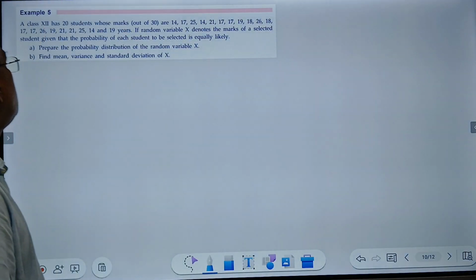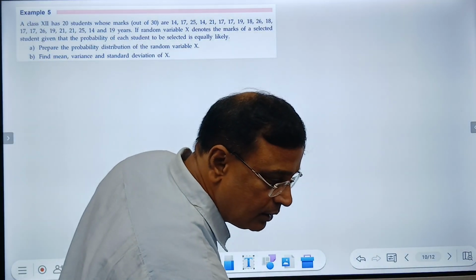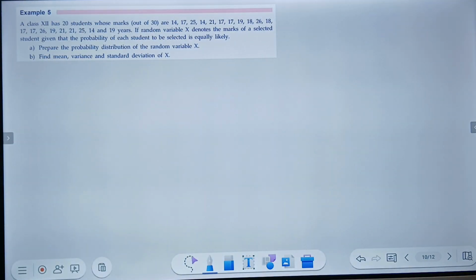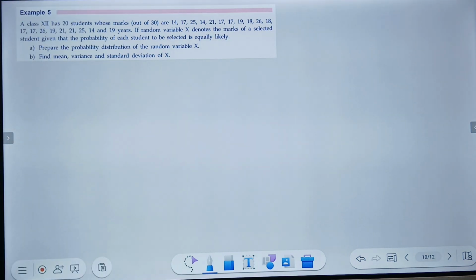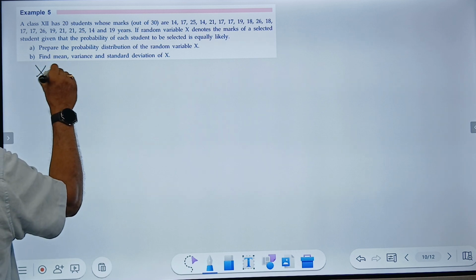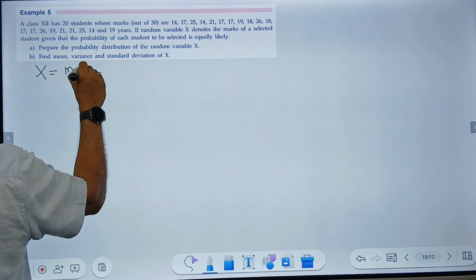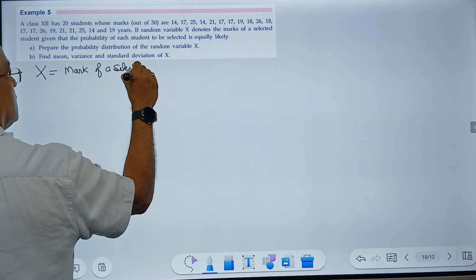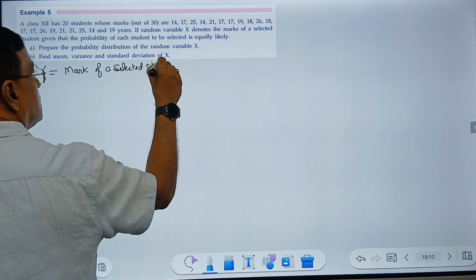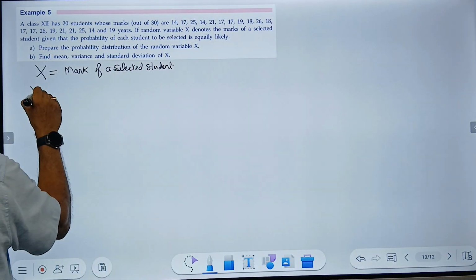And let's go to the next problem. The next problem is again, you have to tabulate it. A class has 20 students whose marks out of 30 are given. If a random variable X denotes the mark of a selected student, so what does X stand for? X is the marks of a selected student. So what are the different types of marks they can get?